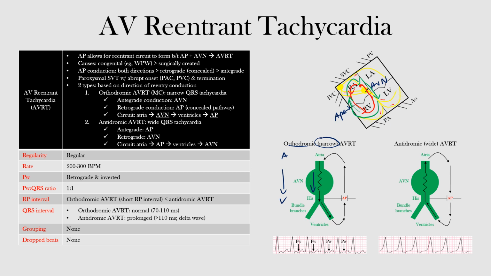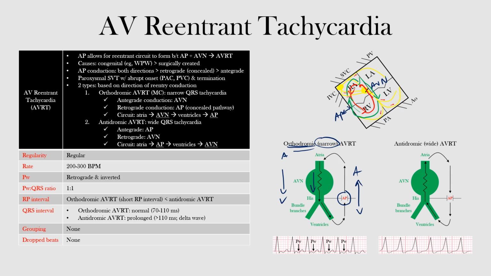And then we're going to have retrograde conduction going from the ventricles to the atria through our accessory pathway. Here's our accessory pathway, and notice that we're going in that direction. So this is the orthodromic type, all right? And in this case, there's no pre-excitation, right? So why is that? Because we are coming first down our AV node, okay?